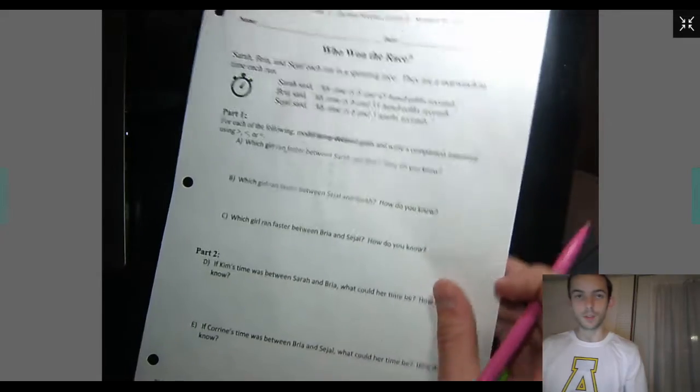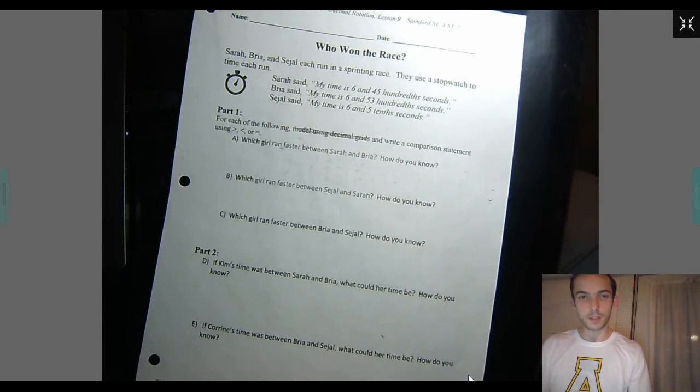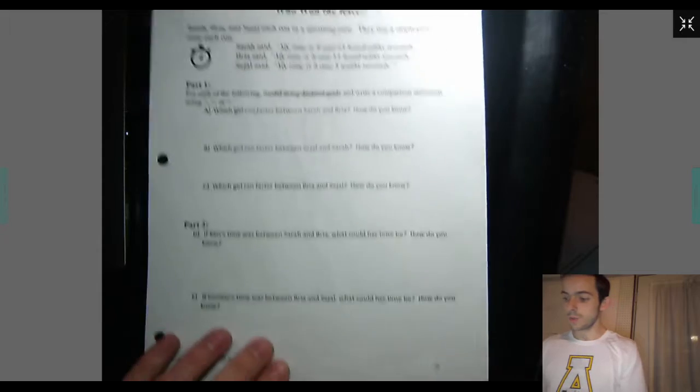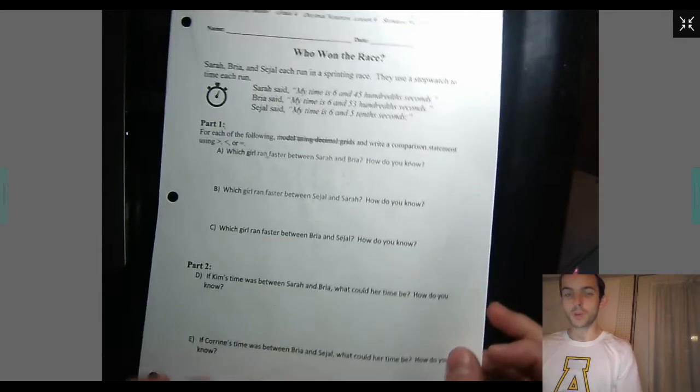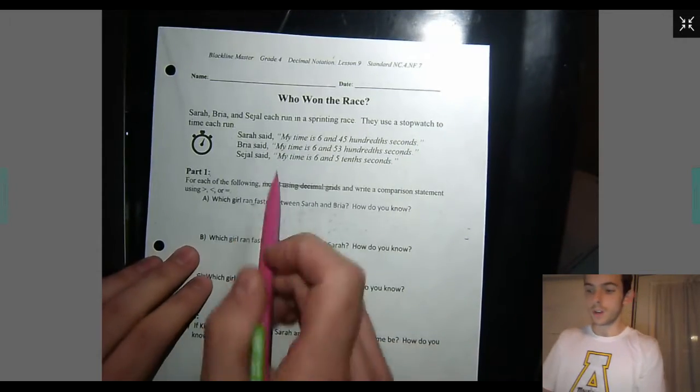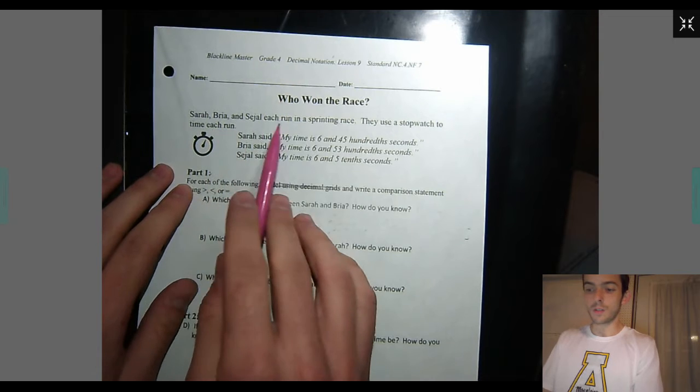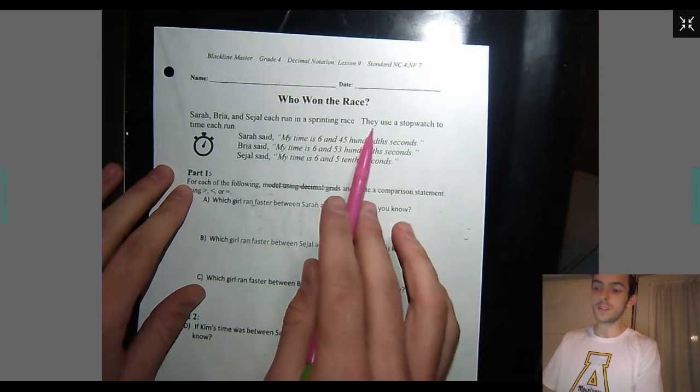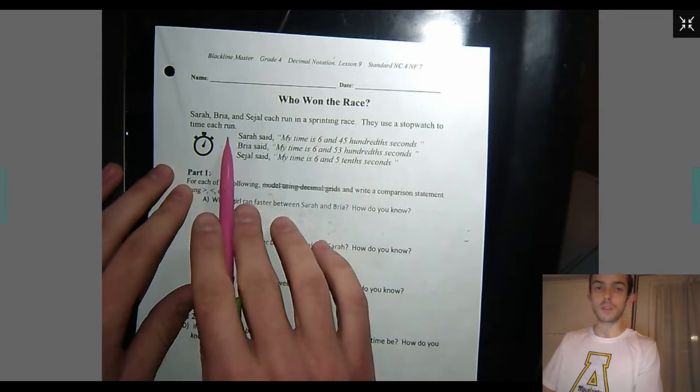All right, everybody. So this paper right here is called Who Won the Race? We're working from page 45 in Quarter 3 CMAP. So right here we see Sarah, Bria, and Sejal were each running in a sprinting race. They used a stopwatch to time each run.